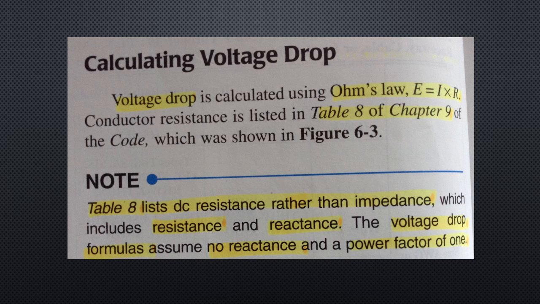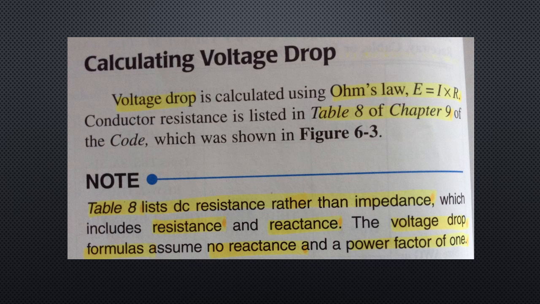Note, table 8 lists DC resistance rather than impedance, which includes resistance and reactance. The voltage drop formulas assume no reactance and a power factor of 1. There are two categories of copper in the table, coated and uncoated. Tin coated copper is often used for conductors having rubber insulation to prevent chemical reaction between the copper and the rubber. Most copper conductors are uncoated, however.